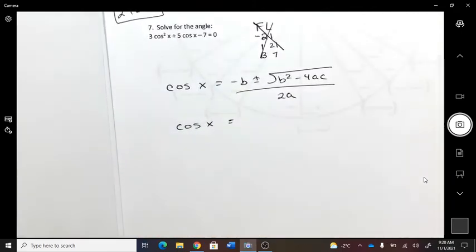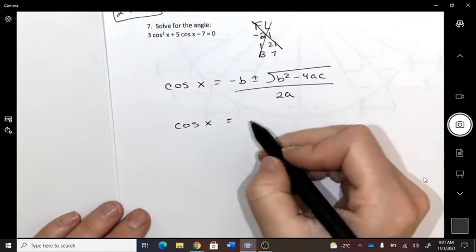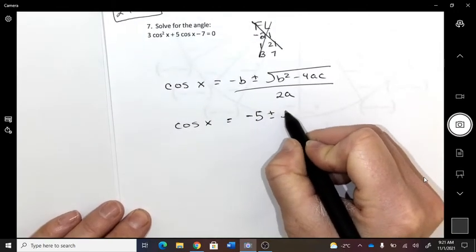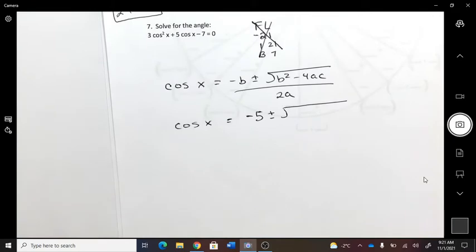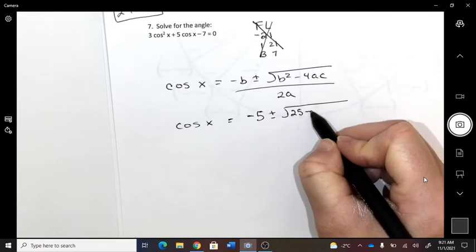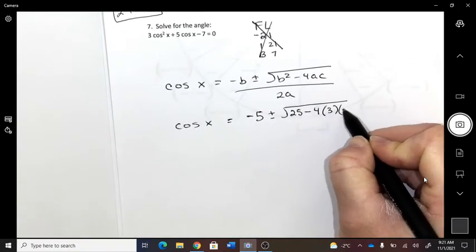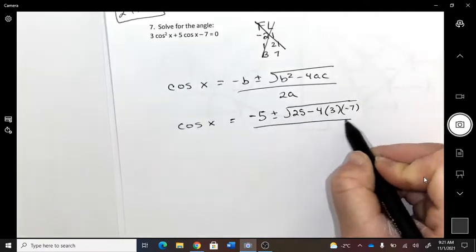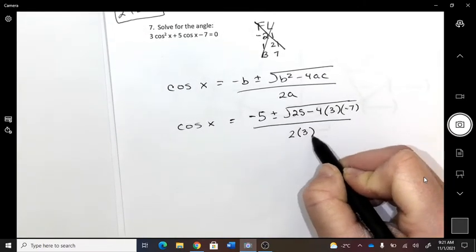Okay, so I don't write x equals because my variable is now cos x. So cos x equals negative b, so you should write negative 5, plus or minus the square root of the b number squared. So squaring the b number makes 25. Subtract 4 times the a number times the c number, all over 2 times the a.